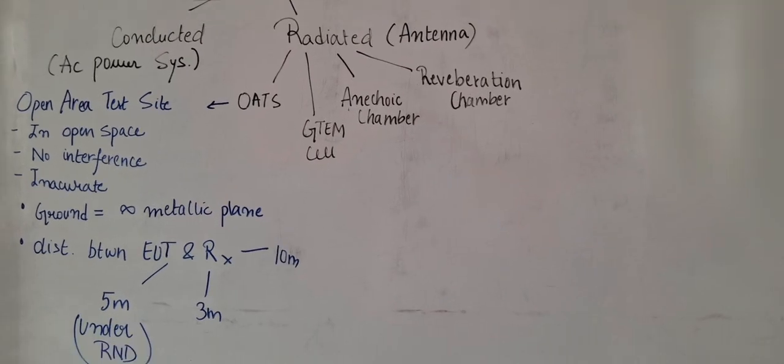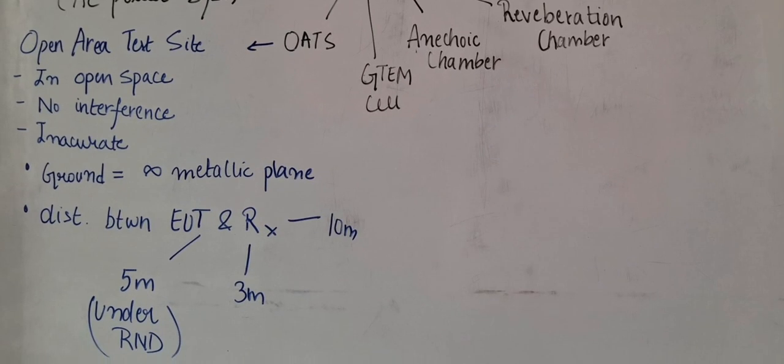Open area test site is basically the testing which is done in an open space. We have to make sure that there is almost no interference, or else the receiver might give us inaccurate values. This testing is mostly done in rural areas where a lot of white space is available to us. But due to our inability to reduce all the interference or all the radiated emissions from the air, this kind of testing is extremely inaccurate.